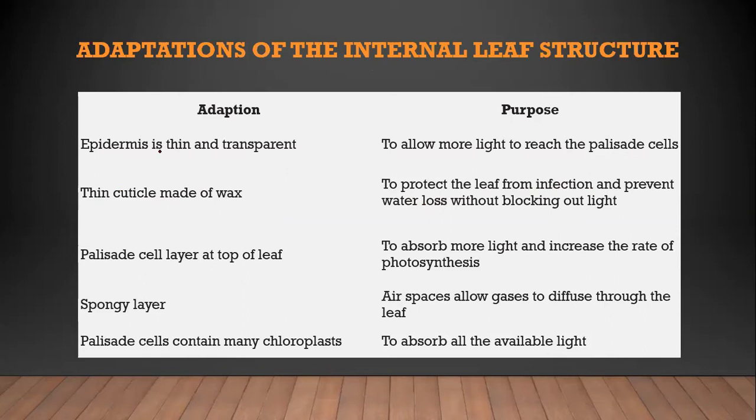blocking light. Then we are also saying it has the epidermis. Okay, the epidermis allows more light to reach the palisade cells. Then the palisade cell layer itself is to absorb more light and increase the rate of photosynthesis. We also have the spongy layer. Okay, finally we have the palisade cells containing many chloroplasts.